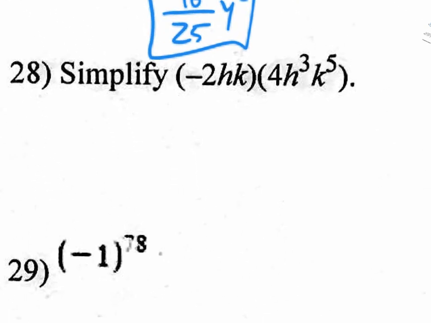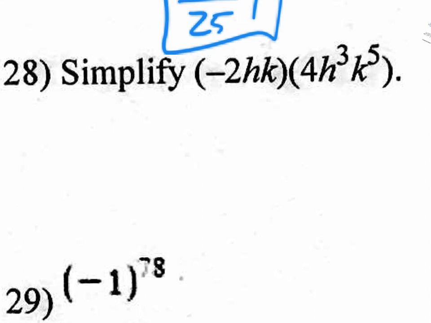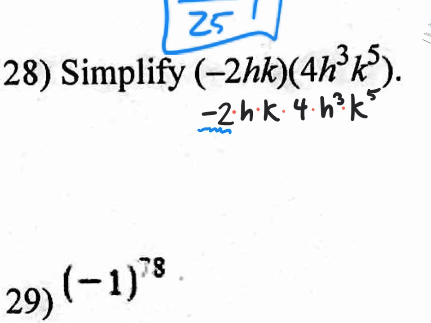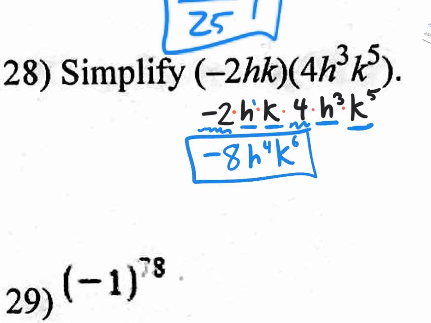28. Longest video ever. We have parentheses, but is there any exponent to distribute? No. So honestly, the parentheses are pointless. I'm just going to rewrite it without the parentheses. And of course, let's put some multiplication between each and every term. So instead of rearranging, I'm just going to go for it. When I multiply -2 times 4, what do I get? -8. When I multiply h times h to the 3rd, that's really h to the 1, that's h to the 4th. When I multiply k times k to the 5th, k to the 6th, and I am done.